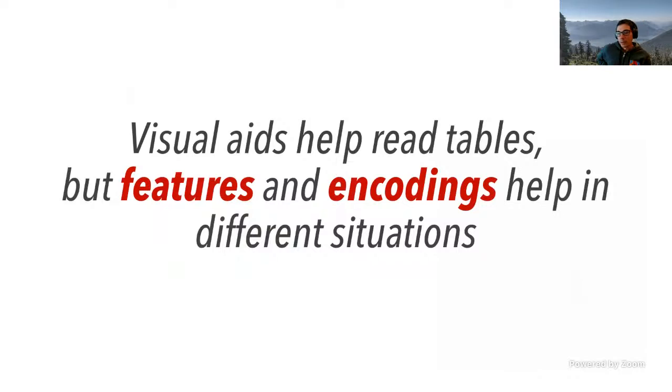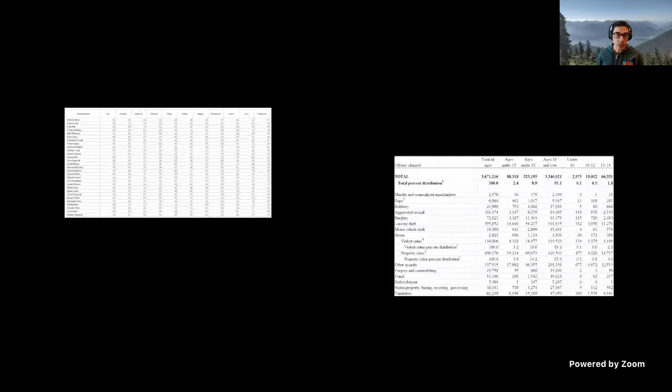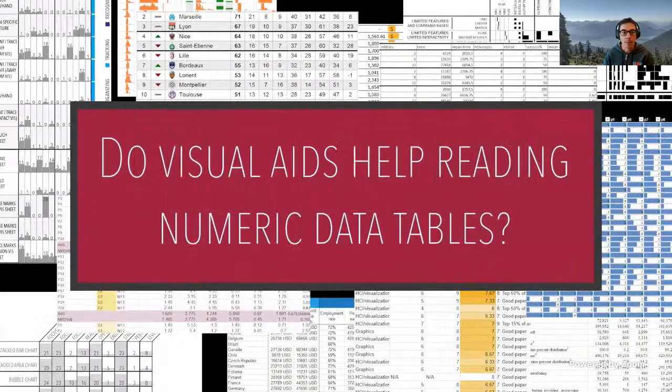Let me start with the takeaway from this talk. It's that visual aids help read tables, but features and encodings help in different situations. And I'm going to tell you a bit what that means. We use tables that show numbers all the time for analysis, for communication, and we change a lot how they look, thinking it helps us to read them. But the question is, do these visual aids actually help?